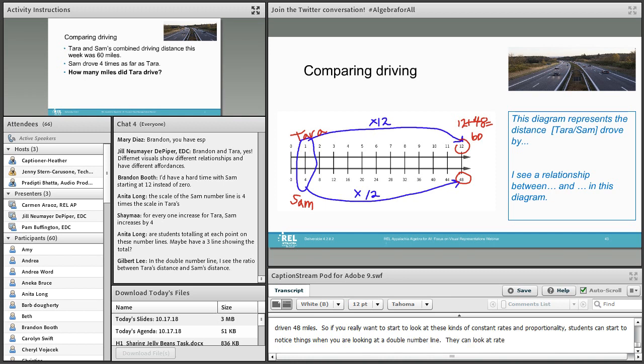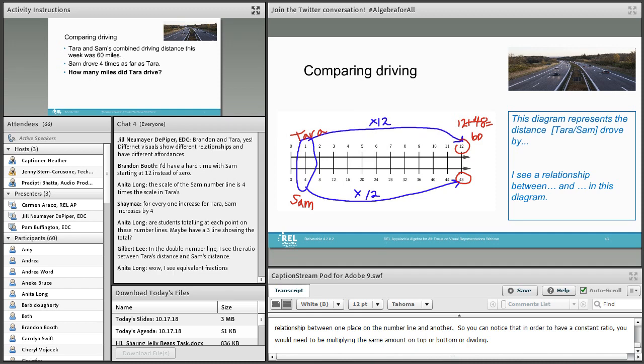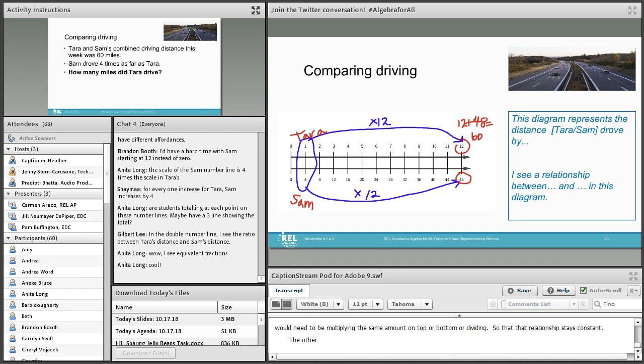They can look at rate. They can notice the multiplicative relationship between one place on the number line and another. So you can notice that in order to have a constant ratio, you would need to be multiplying the same amount on top or bottom or dividing so that that relationship stays constant. The other thing that was really powerful with double number lines is that you can focus in on equivalent fractions. If I look at a fourth, 1 to 4, 2 to 8, 3 to 12. So students can start to see where those relationships exist within a double number line.